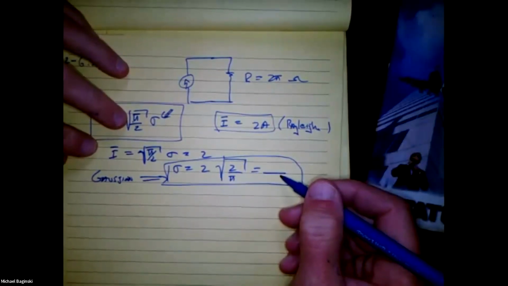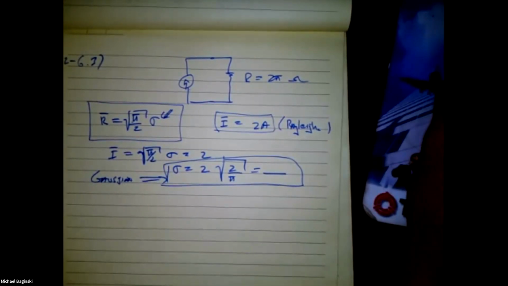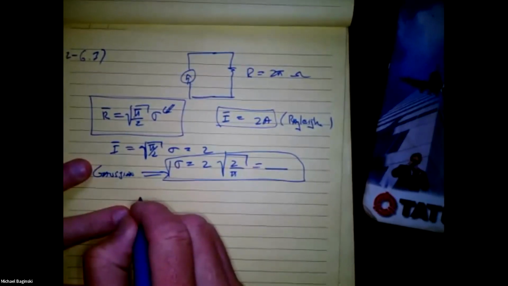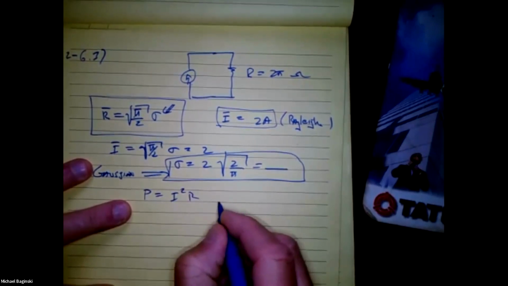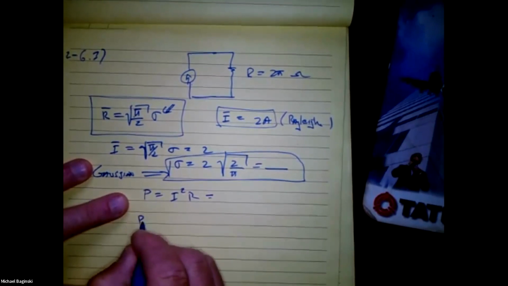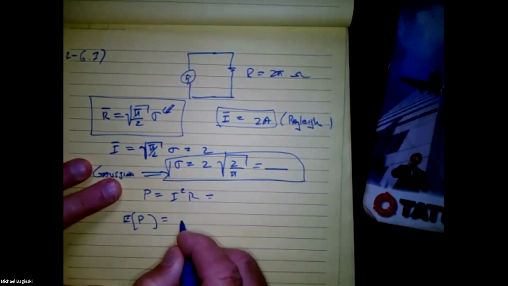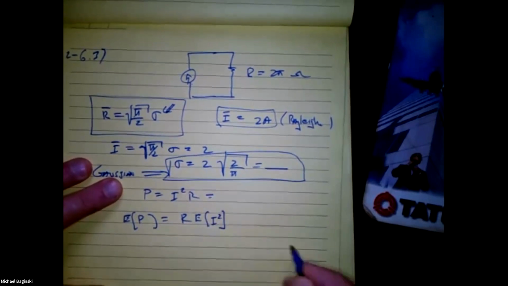I'm not even going to do that calculation. Now, after that, it says, find the mean value of the power dissipated by the resistor. Okay, so if we have a resistor power, and I'm going to use P, power is I squared R. So if you talk about the expected value of the power, what you're really talking about is R times the expected value of I squared.